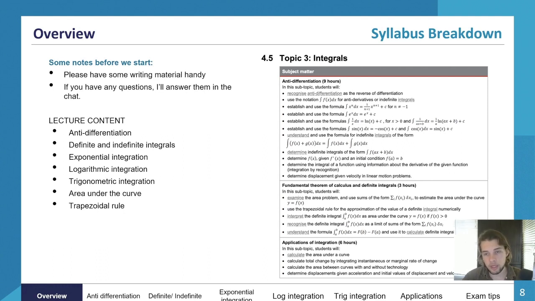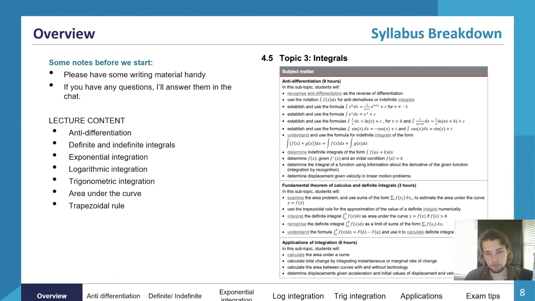you moving forward. So in this topic, students, we're going to basically look at anti-differentiation, the notation, and how we actually work with the formulas. There are different formulas that we expect you to work with for exponential, logarithmic, and trigonometric functions. Then we're going to understand how to separate integrals and definite integrals to be able to find useful things like the area underneath the curve.